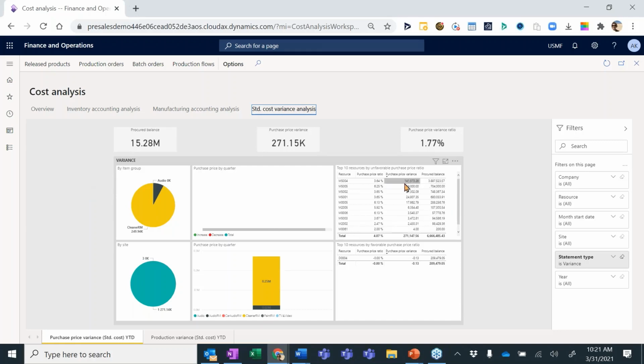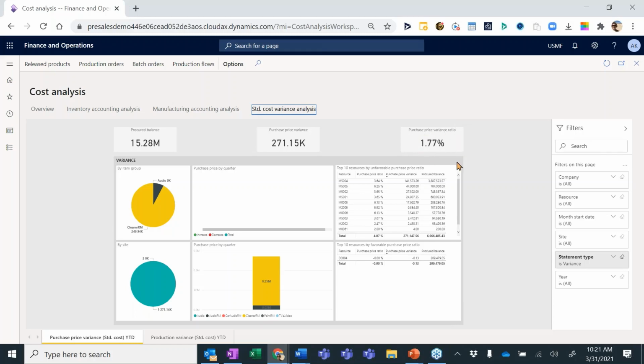your item group is what you want it to be, because it's going to drive a lot of these out-of-the-box reports. Here, I'm looking at purchase orders, and it's giving me my top 10 purchase orders where my standard cost versus my purchase price are out of whack. So a nice go and look at these kind of report. My purchase price variance ratio. So overall, my variance from standard to purchase price is only 1.77%.